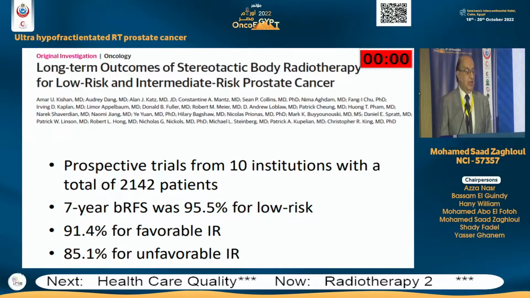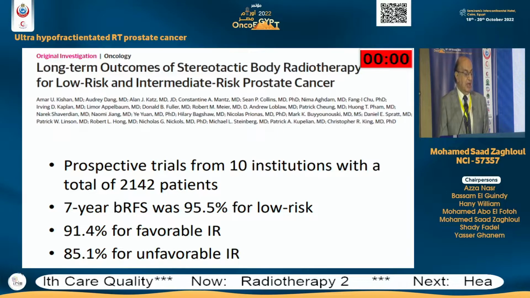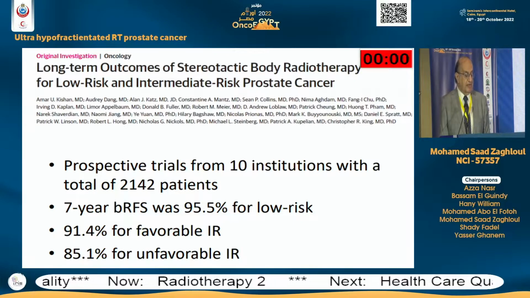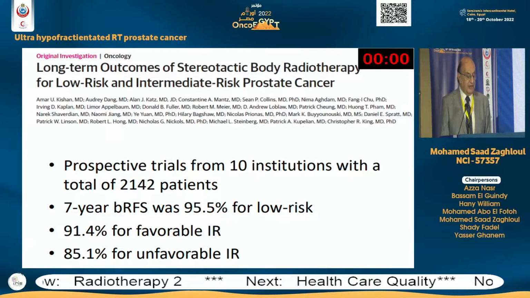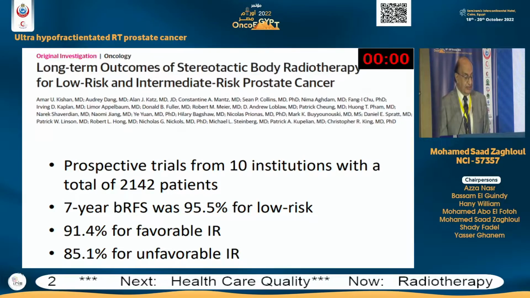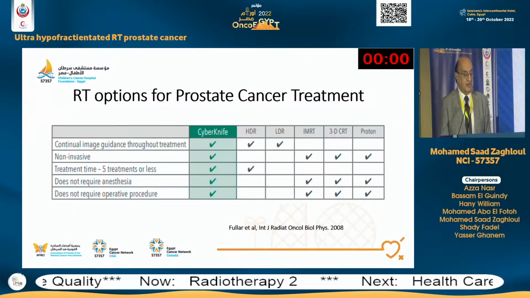This is the prospective trial from 10 institutions with a total of more than 2,000 patients, and the 7-year progression-free survival, biochemical relapse-free survival, was 95.5% for the low risk, 91.4% for the favorable intermediate risk, and 85% for the unfavorable intermediate risk.